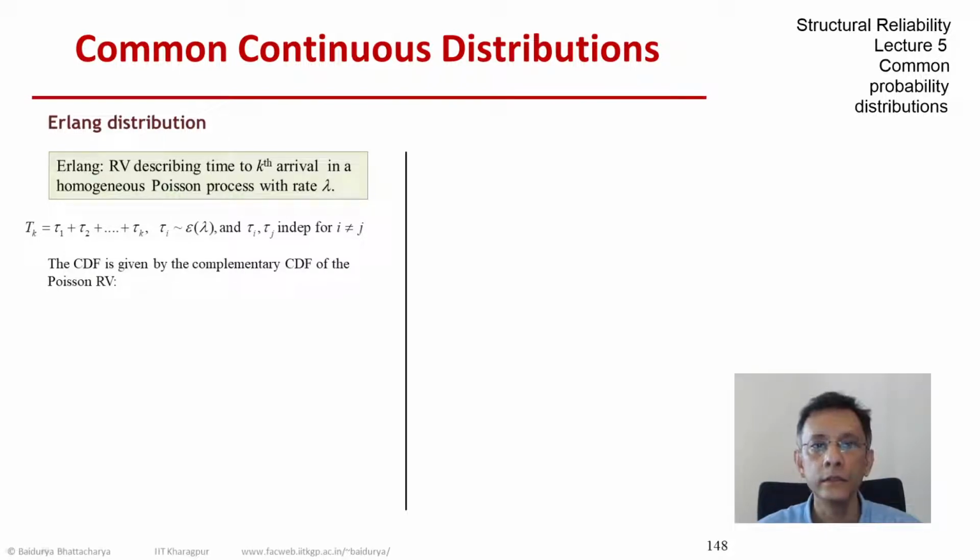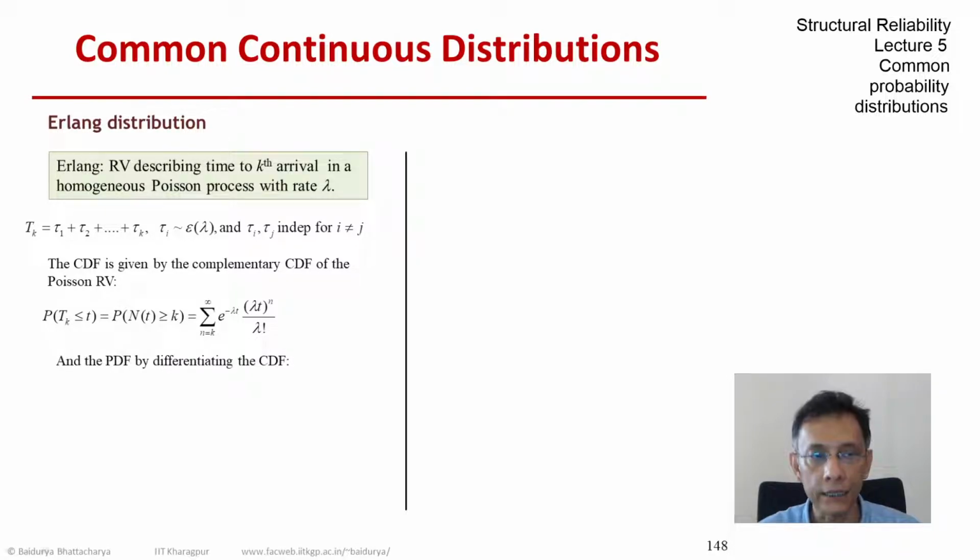That would give me the CDF of the Erlang distribution the same way as we derived it for the negative binomial case from the Poisson CDF, and differentiating that with respect to time, we get the Erlang PDF.